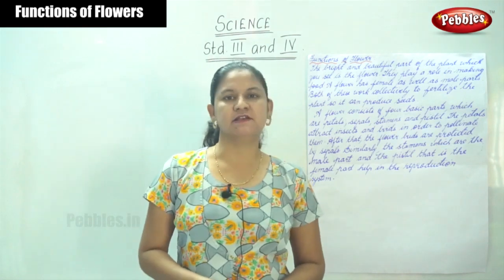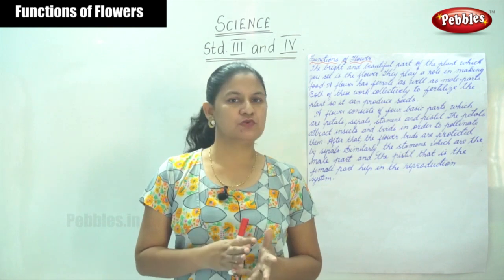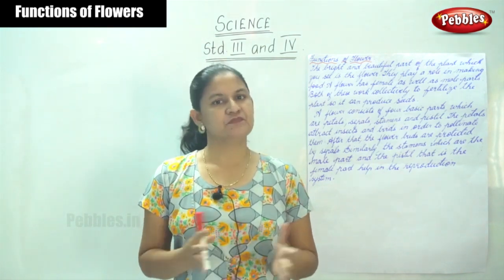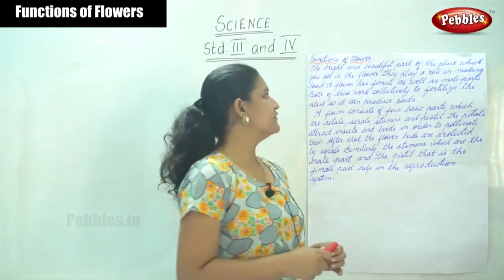So we are seeing that there are three different parts of a plant. The three main parts are your root, your shoot and your leaves. Now we are going to see about the flower and its functions.